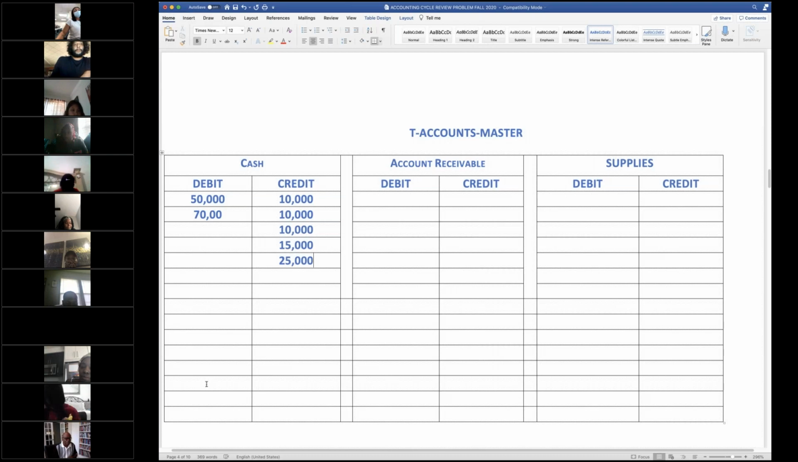Okay. So we're going to add up debits, and how much do we get? Wait a minute. Total debits is how much? 120,000. And how much are the credits? 5 plus 7 is how much? 12.